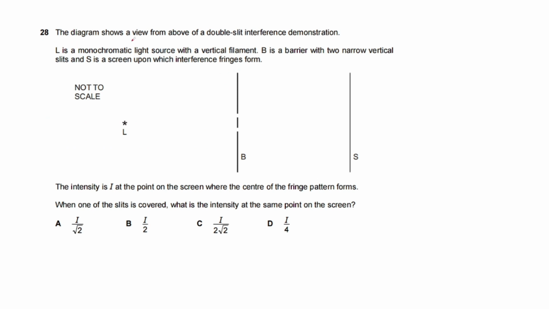Question number 28. The diagram shows a view from above of a double slit interference demonstration. L is a monochromatic light source with a vertical filament. B is a barrier with two narrow vertical slits, and S is a screen upon which interference fringes form. The intensity is I at the point on the screen where the center of the fringe pattern forms. When one of the slits is covered, what is the intensity at the same point on the screen?